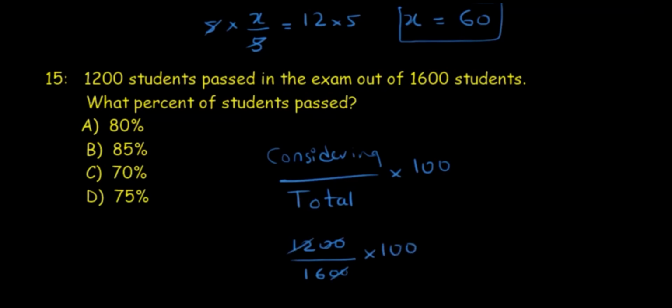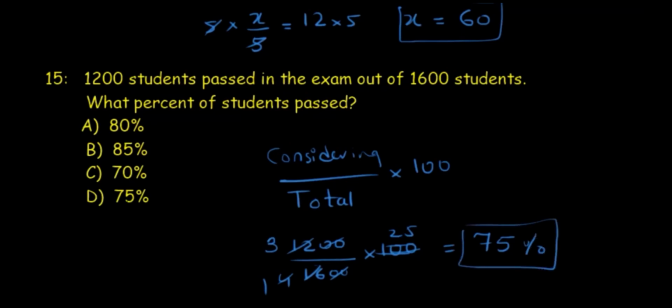Zeros go off with the zeros. 4 times 3 and 4 times 4. 4 times 1 and 4 times 25. 3 times 25 is, I don't know, but I do know that 3 times 20 is 60. 3 times 21, 22, you can carry on and you get 75%. So 75% of the students passed.